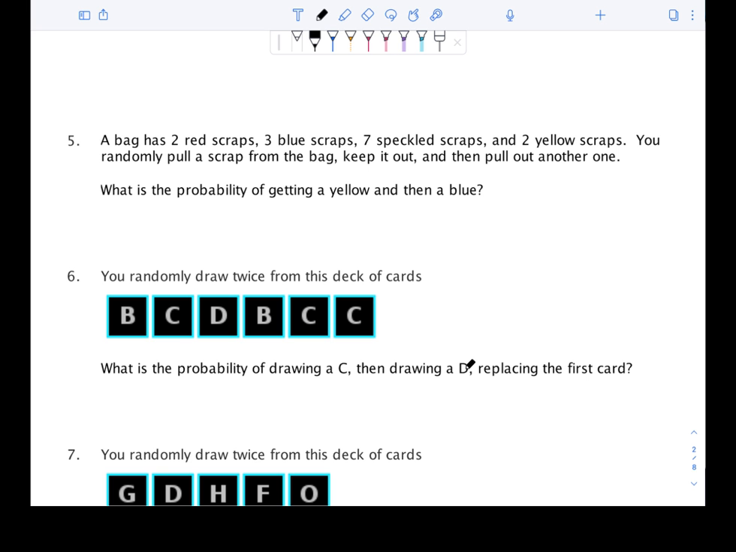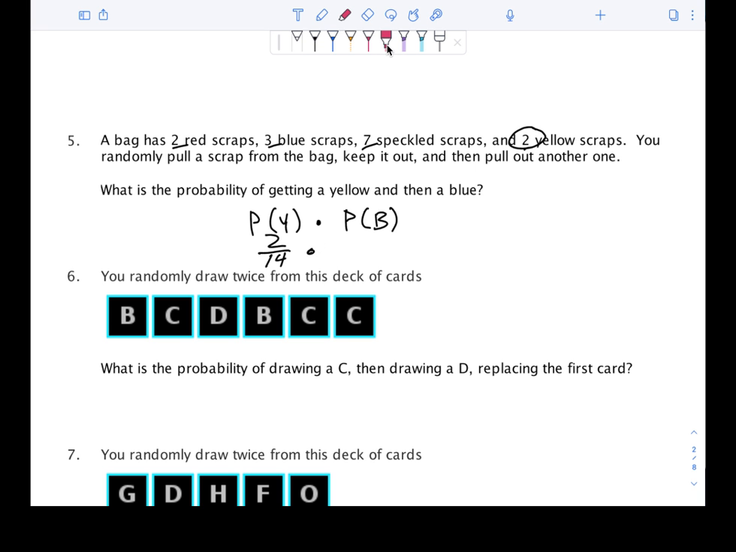The bag has 2 red scraps, 3 blue, 7 speckled, 2 yellow. Randomly pull. What is the probability of getting a yellow and then a blue? And I'm looking for a specific type of problem. This isn't it. Well, I might have to jump ahead a little bit. So 2, 5, 12, 13, 14. So there's 14 scraps. Okay. So in the first one, that's easy, 14. How many of those are yellow? 2. So that's going to be 2 out of 14.